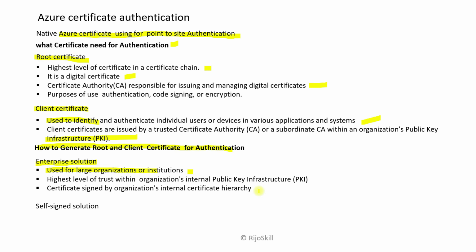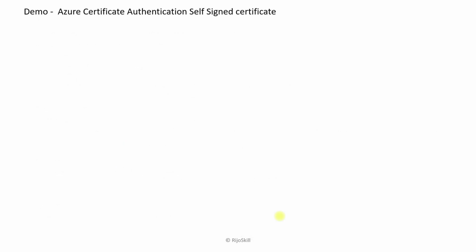Another method you can use is the self-signed solution. It's a digital certificate signed by the person or the organization itself. For example, if you need to connect to a particular PC or virtual machine, you create your self-signed certificate, so they will connect only with that certificate. Okay, but the enterprise solution is the most recommended because it's more secure. Next we will go for the demo for Azure Certificate Authentication using the self-signed certificate.